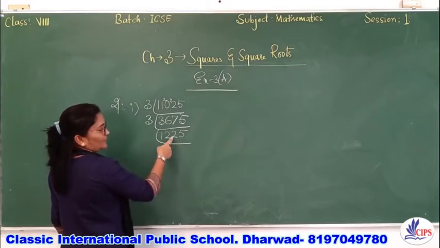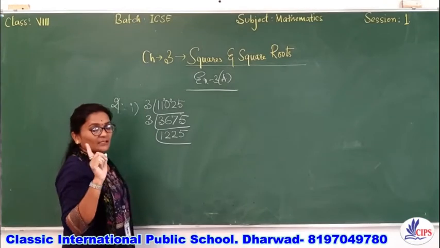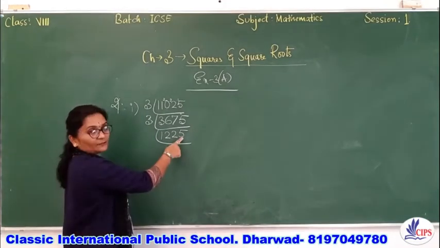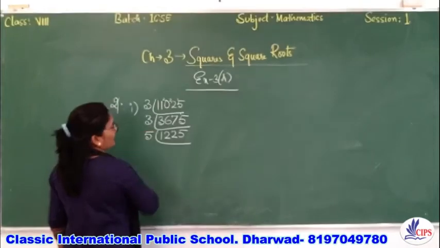Now 5 plus 2 is 7, 7 plus 2 is 9, 9 plus 1 is 10. So 10, as it is not there in 3 tables, we have to start factorizing it with 5 because it ends with 5. So I'll start with 5.